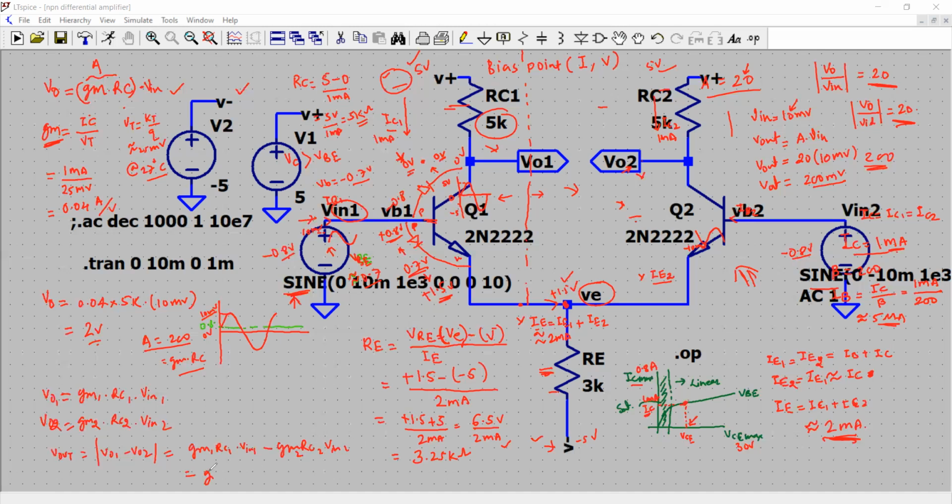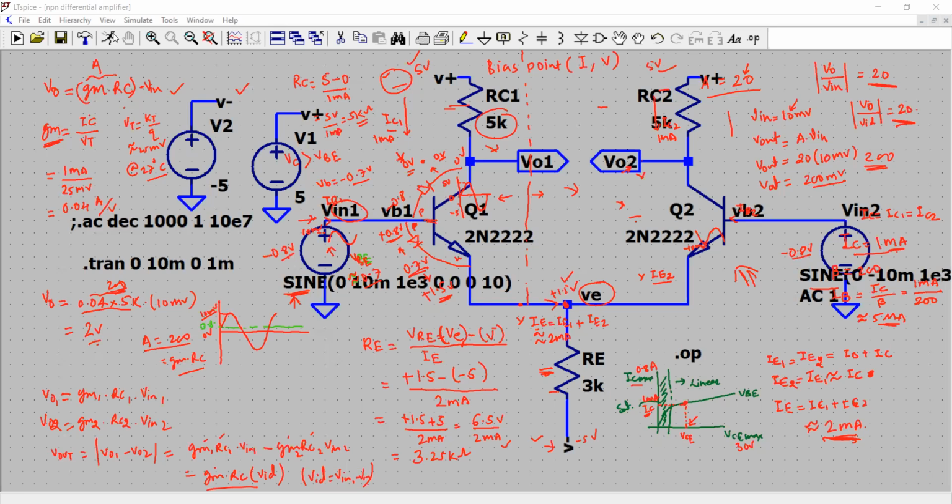So it would be GM times RC, assuming the GMs are same, resistors are same, times VID, where VID is V in 1 minus V in 2. So that's it. The gain is GM times RC, which is what we predicted. GM times RC is about 200. So we'll see, whatever the signal we are applying, do we get the output signal 200 times larger than the input signal? So let us click, I have enabled the transient analysis.